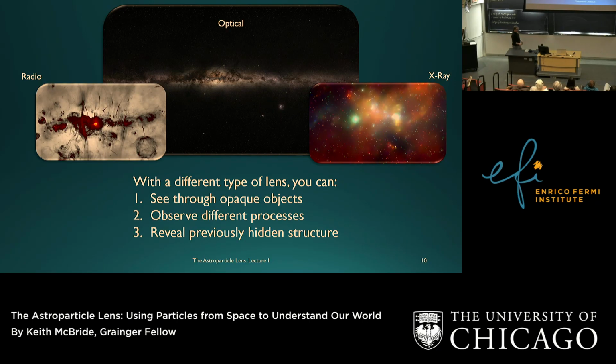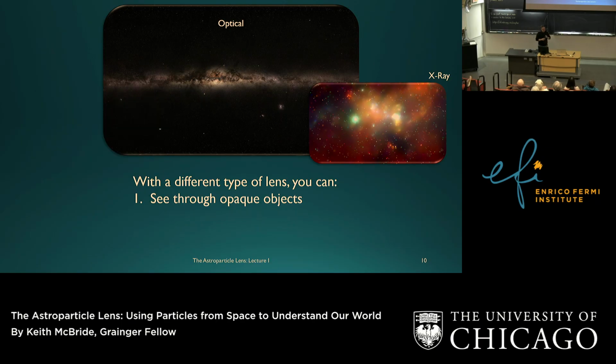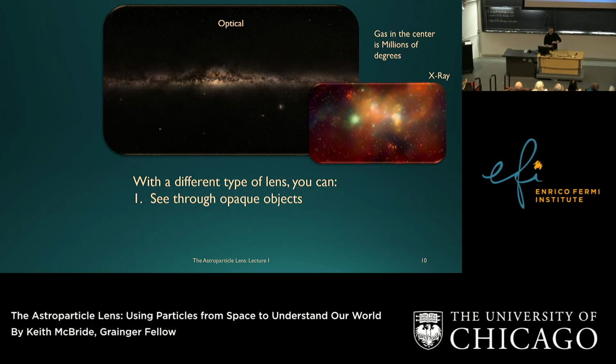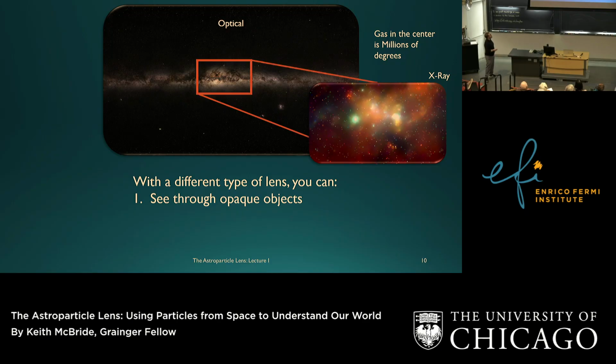And so I want to point out to you that with a different type of lens, you can see through opaque objects, such as with X-rays. And so this is actually the picture of the Milky Way center in X-rays that shows us that the gas there is millions of degrees hot, right? Not like the surface of the sun or other stars or your filament, which is thousands of degrees or 10,000 degrees hot. This is millions of degrees hot in the center of the galaxy, right?